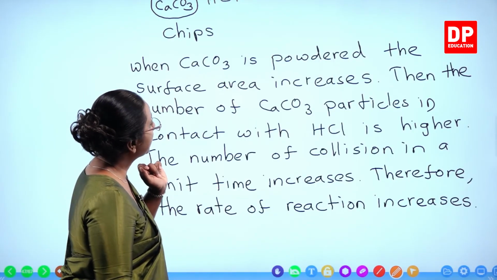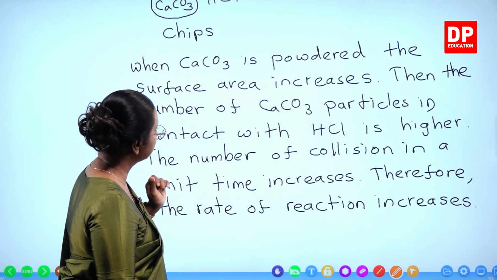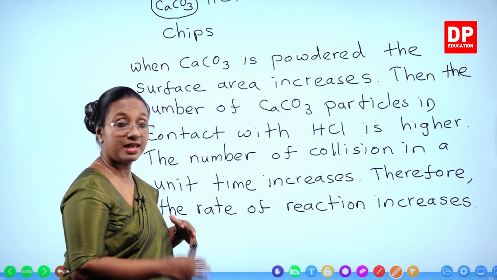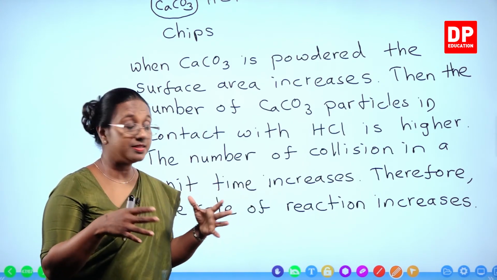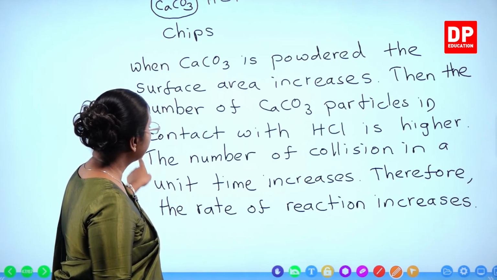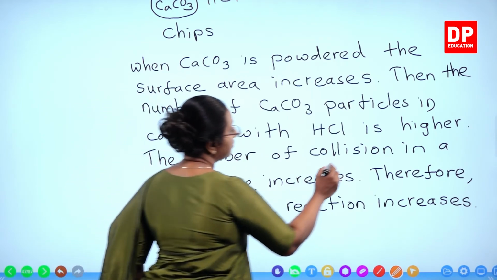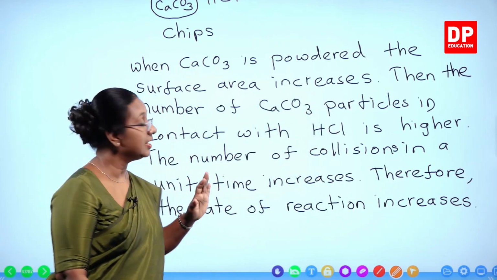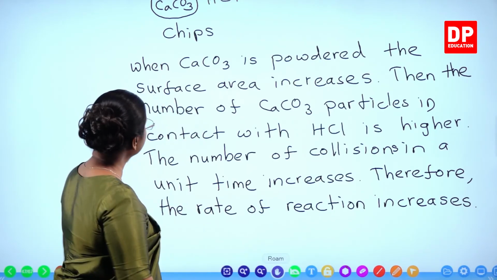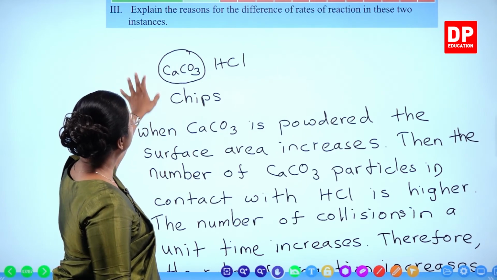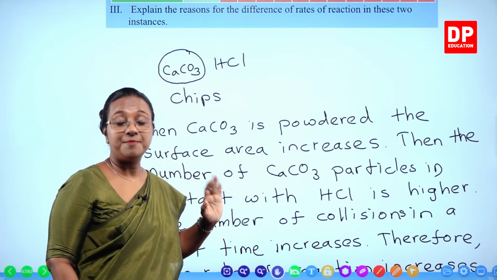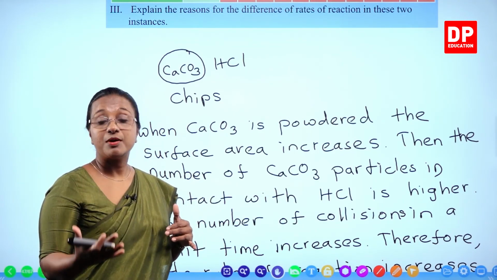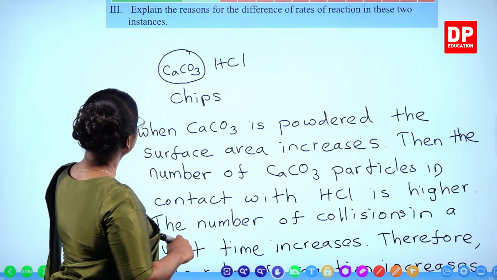So that is what happens there. When calcium carbonate is powdered, the surface area increases, then the number of calcium carbonate particles in contact with HCl is higher. There more particles are exposed. The surface is more exposed. So because of that, the number of collisions in a unit time increases, and therefore the rate of reaction increases. So that is what we can explain there. If it is the chips, only the surface is exposed to HCl. But when you powder it, more particles are exposed to HCl. So because of that, the number of collisions increases and the rate of reaction increases.